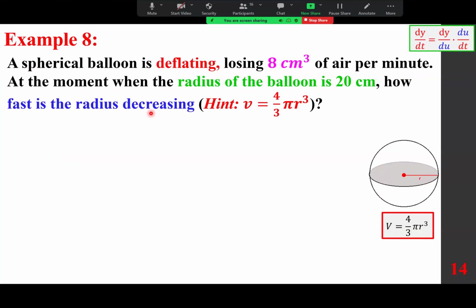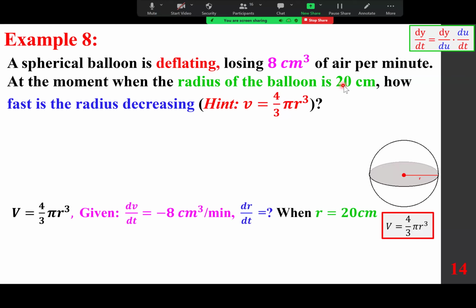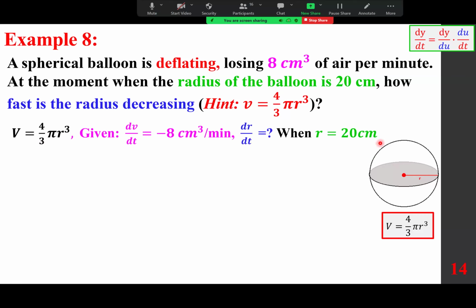How fast is the radius decreasing? That means dr/dt at what point? When r is 20 centimeters. So this is the given symbolically. And this is the formula, comes from prior knowledge of mathematics. dV/dt is negative 8 cubic centimeters per minute. dr/dt is missing and r is 20 centimeters. So we are going to differentiate this.